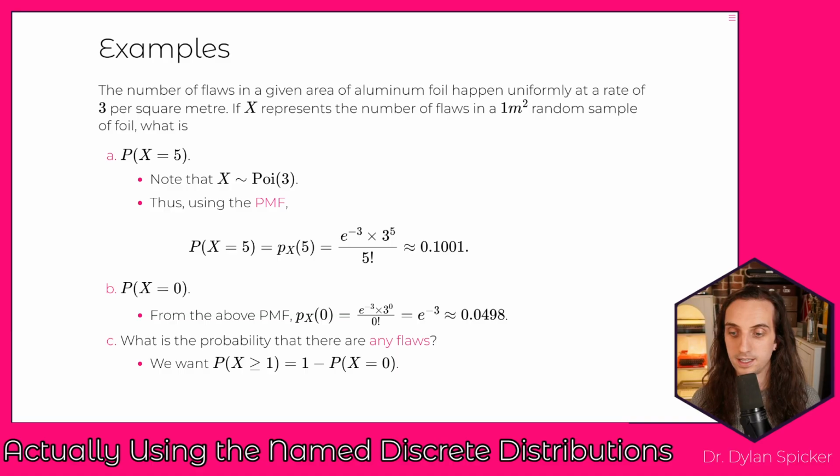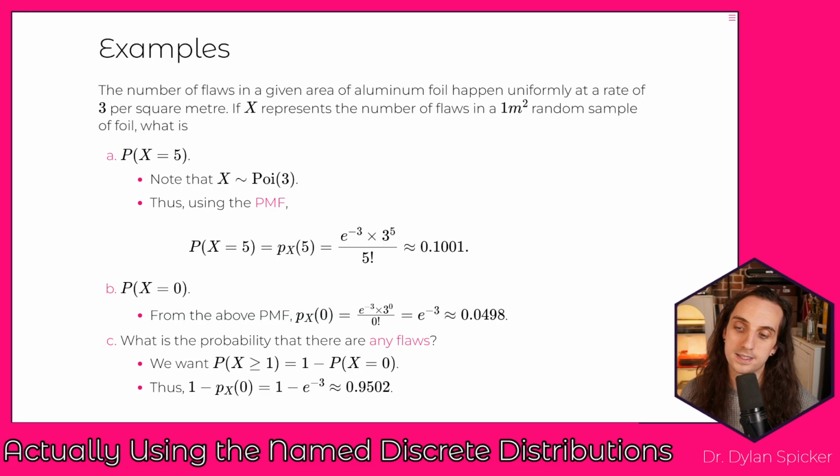Okay, so we have probability X is greater than or equal to 1 is 1 minus the probability at 0. So 1 minus the probability at 0 is 95.02%. Okay, so again, identifying that this is a Poisson, that it follows because we have this constant mean rate and we're looking at a specific area here, then we can deal with the Poisson distribution. That gives us the PMF that allows us to answer these questions a lot more straightforwardly.